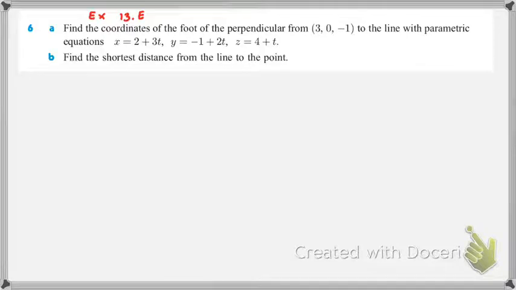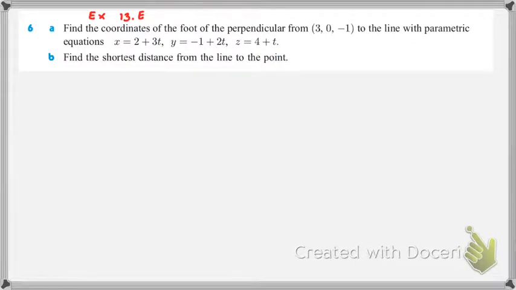In this video, we're going to look at questions and one more question from exercise 13.E. Question number 6 says: find the coordinates of the foot of the perpendicular from the point (3, 0, -1) to the line with parametric equations given to you here.